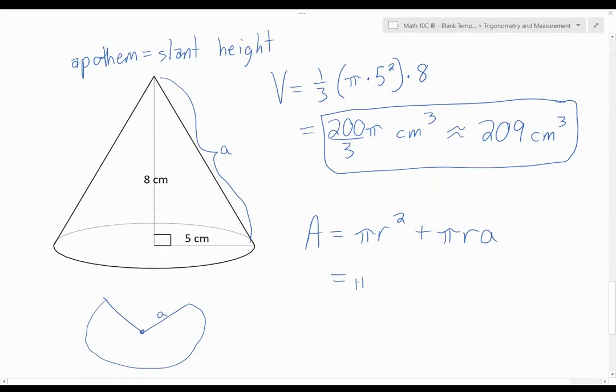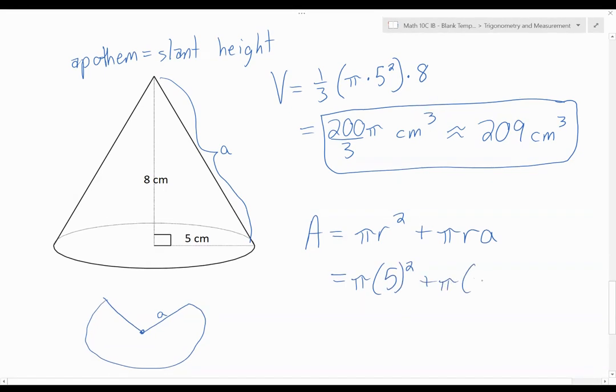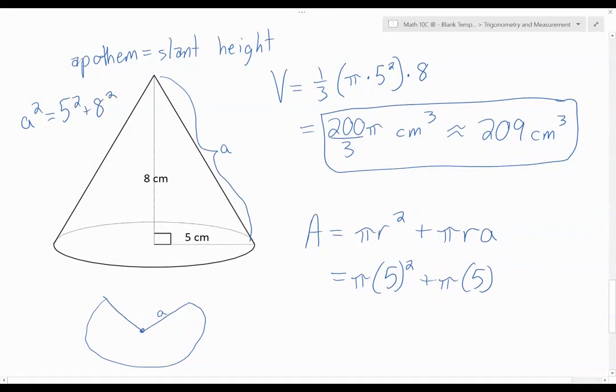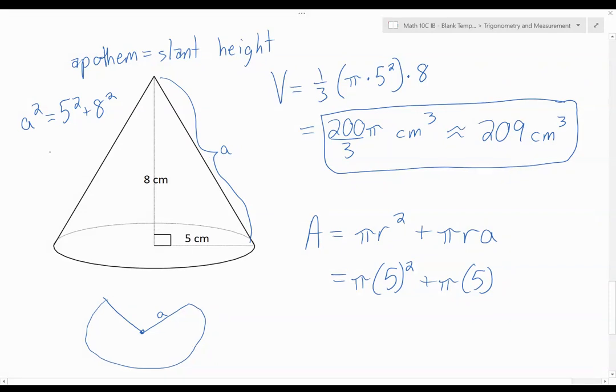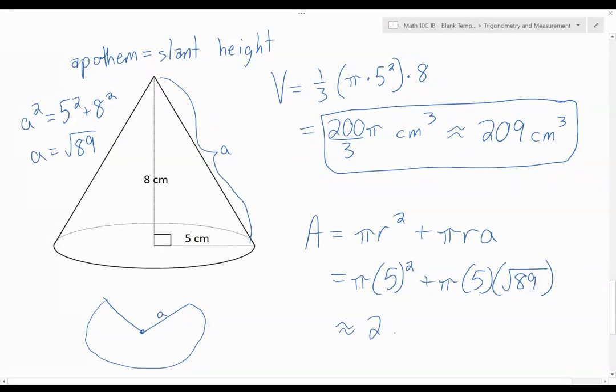So in other words, in this instance, pi times 5 squared, that's going to give me the area of the circular base. And pi times 5 times this slant height, which I need to figure out. A squared equals 5 squared plus 8 squared from the Pythagorean theorem. So 5 squared plus 8 squared is not actually a perfect square, it's 89. So A is the square root of 89, which means that here I multiply by the square root of 89. Now, because I have that value, I'm not going to bother with an exact value here. I'm just going to give an approximate. So I have 25 pi plus 5 times the square root of 89 times pi, which gives me an approximate area of 227 centimeters squared.